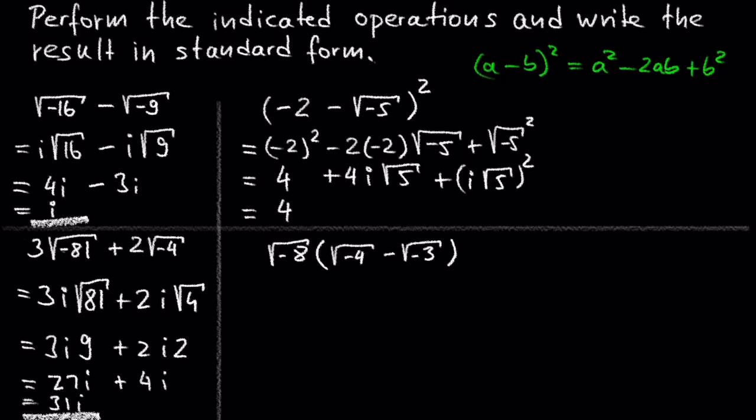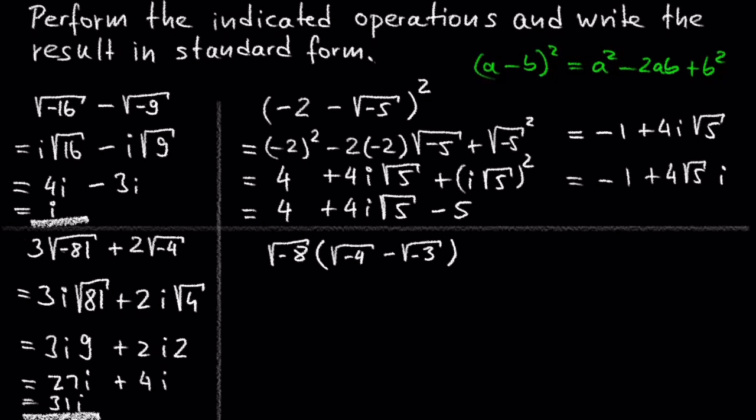So we get 4 plus 4 times i times the square root of 5. i squared is negative 1, and the square root of 5 squared is 5. 4 minus 5 is negative 1. If you want, you can write this as negative 1 plus 4 times the square root of 5 times i. And we're done with this problem.